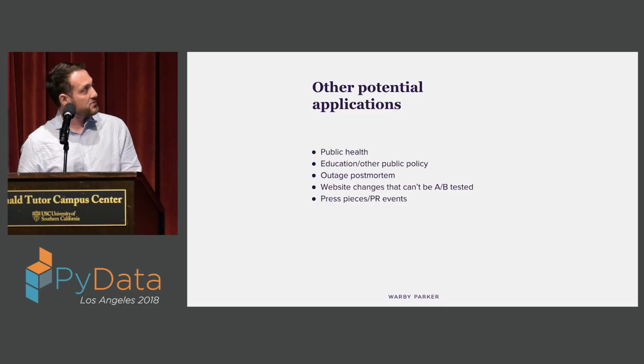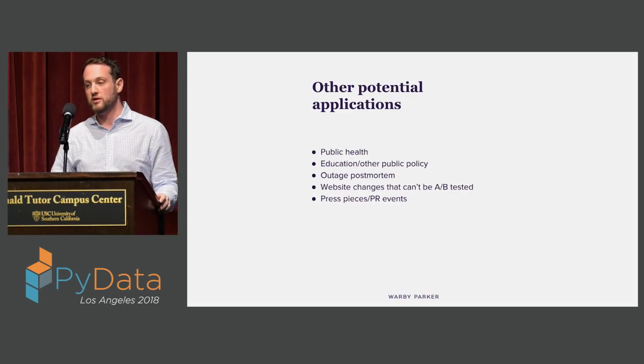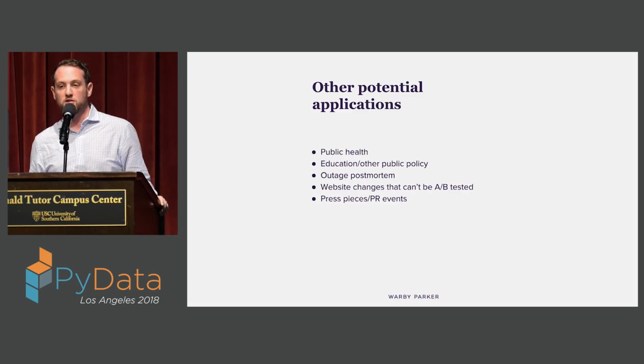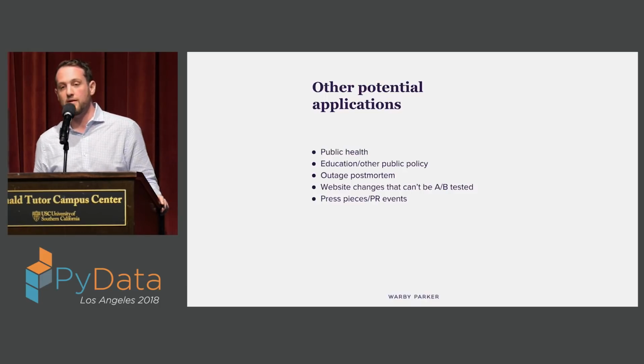It has a lot of other potential applications, particularly in public health, right? If you do some sort of population level policy change, or in education, or other public policy. Another potential application is an outage postmortem. Let's say your website goes down and you want to assess what the impact was on your business, but you actually don't have any data from when that happened. Another one is when you have to make website changes but you can't A/B test, right? Depending on your industry, there may be a regulatory reason or some other higher corporate policy reason why you have to make some change to your website or to some product, and you're not allowed to A/B test it, right?